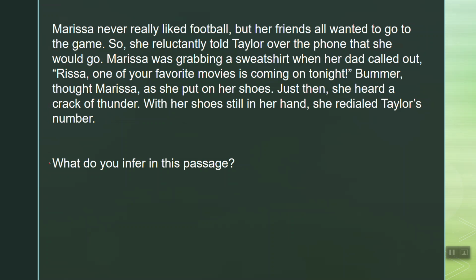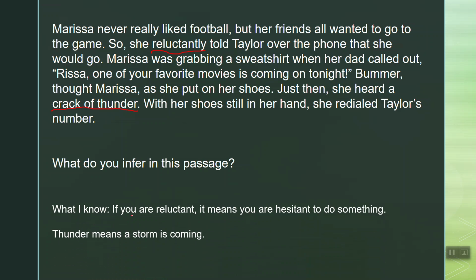What could we infer in this passage? Remember, when we infer, we use what we know plus clues from the text to make a good guess about something the author did not tell us. So the first thing that I know is this word reluctantly. If you are reluctant about something, it means that you're hesitating to do it. You're not so sure you want to do something. I also know that when I hear a crack of thunder, that typically means that a storm is coming. So those are two things that I know: if I'm reluctant, you're hesitant to do something, and thunder typically means a storm is coming.